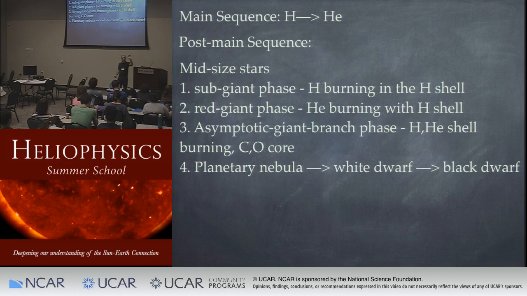We have a very bright core in the middle. That's the planetary nebula stage. But then that core starts to cool off because there's no source of energy anymore. It becomes a white dwarf, and eventually all the energy runs out. It's completely cold. This is what we call a black dwarf. And this will be the end of our own sun.